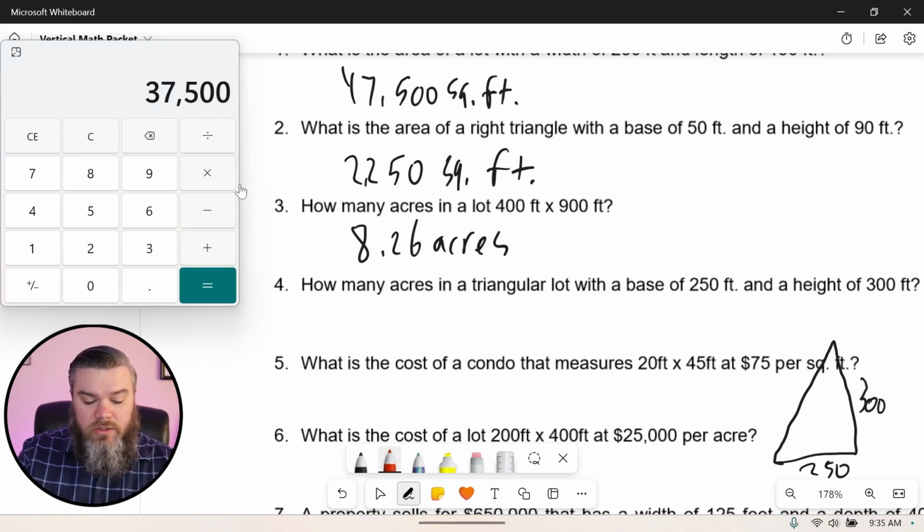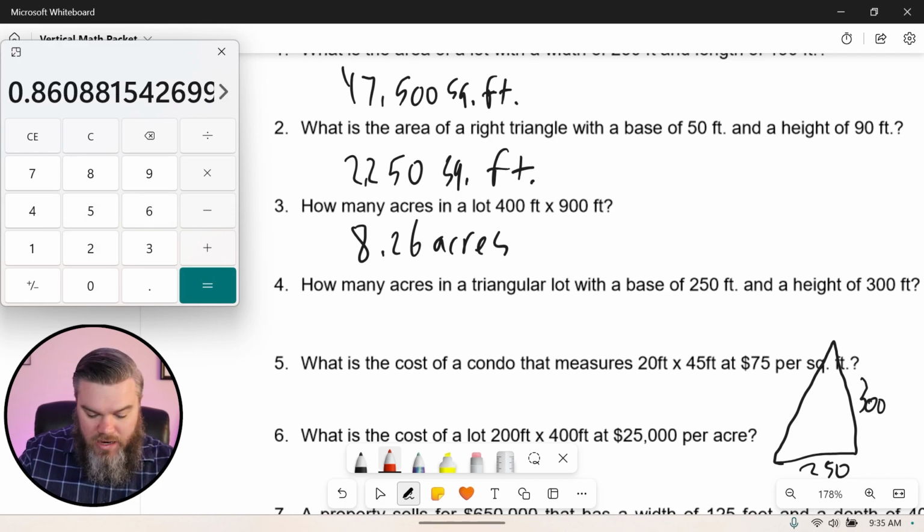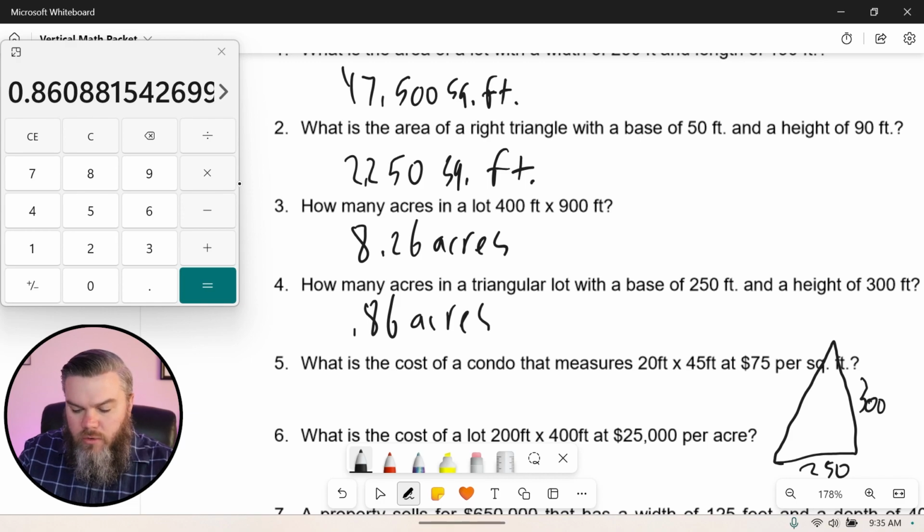So 37,500 divided by how many square feet are in an acre. That magic number, 43,560, gives us 0.86 acres. Now, folks, the beautiful thing about math is you can look at it and see if it makes sense. Because if we know that 43,560 is 1 acre, and we end up with 30,000-something square feet, it should be smaller than 1 whole acre, and it is. So that looks pretty good that we did it right.